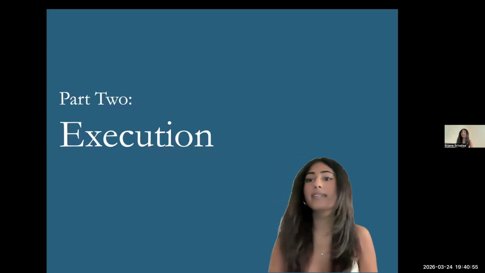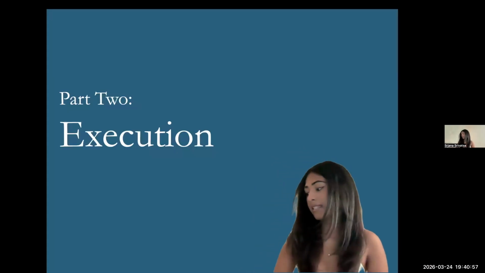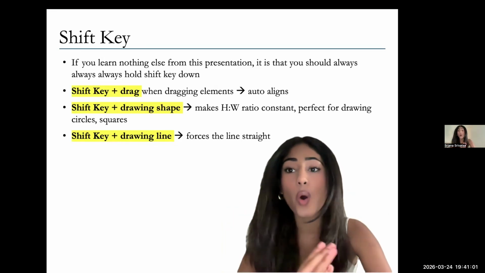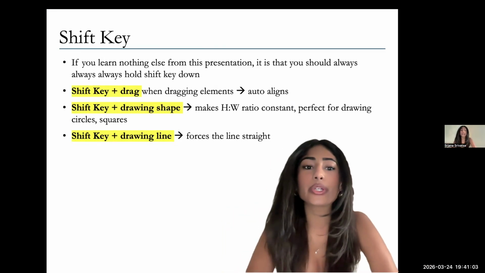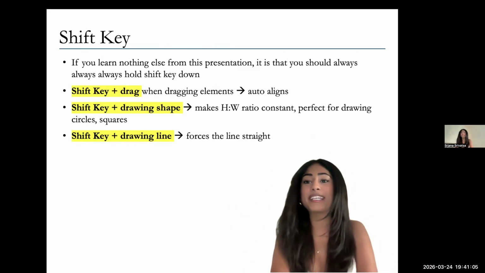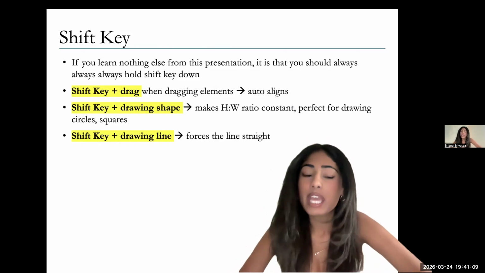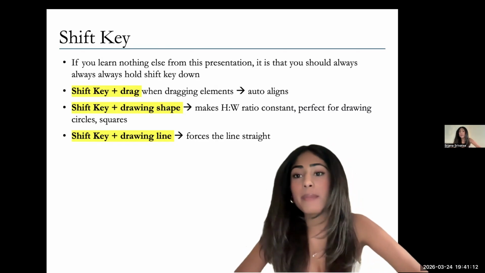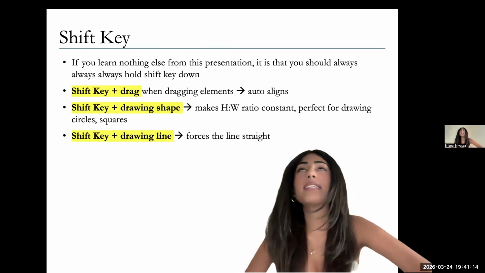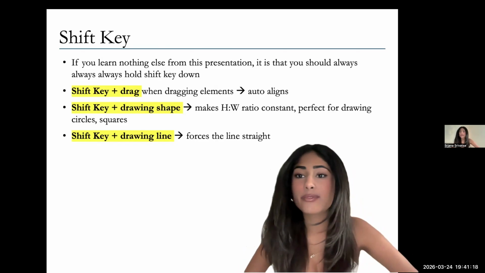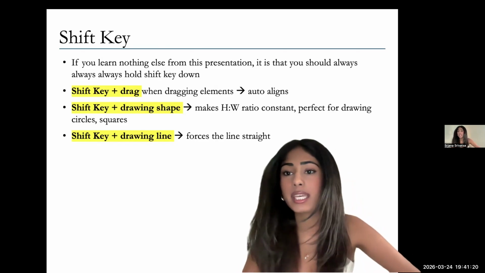Okay, part 2, execution. How do you actually build slides like this though? Okay, so if you learn nothing else, it's that you should always hold the shift key down when you're doing things on PowerPoint. It really, really helps. When you hold shift key and you drag elements, they auto-align. If you hold the shift key down and you draw a shape, it makes the height to width ratio constant. And this is perfect for drawing circles or squares. And if you hold the shift key down when you draw a line, it forces the line to be straight. So it's a very goated key.